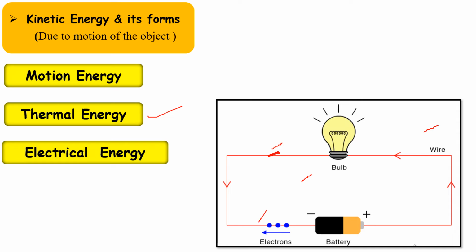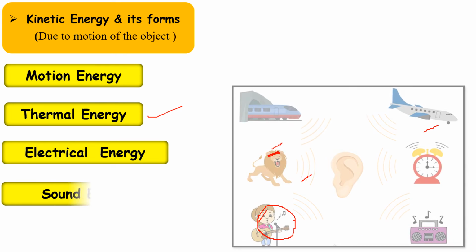Next is the electrical energy. Electrical energy is the movement of the charged particles like electrons. The electrons are moving from negative terminal to positive terminal, because of which electrical energy is produced. Now this movement we are not able to see.